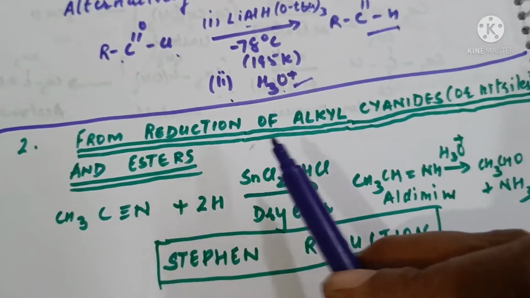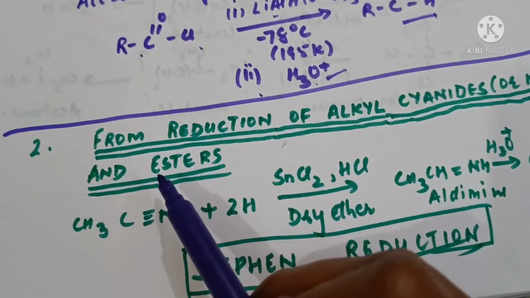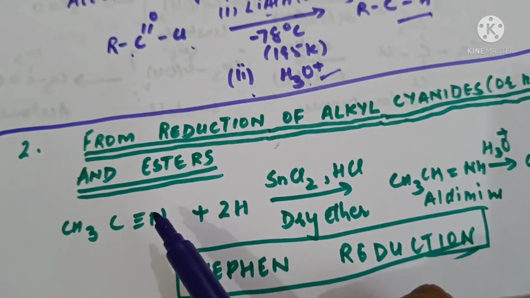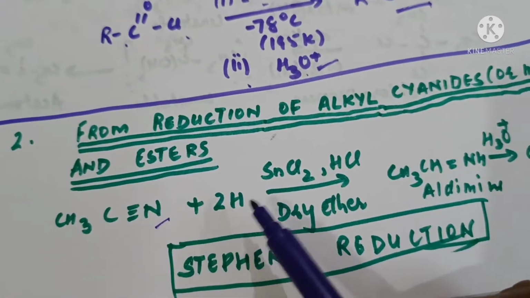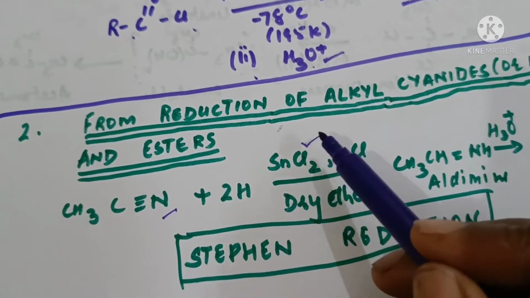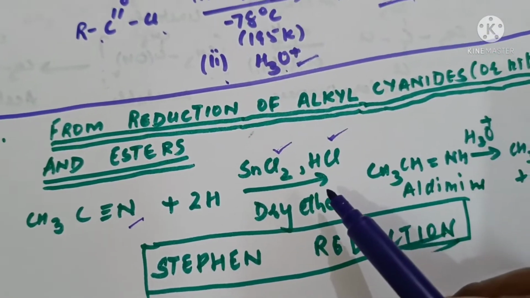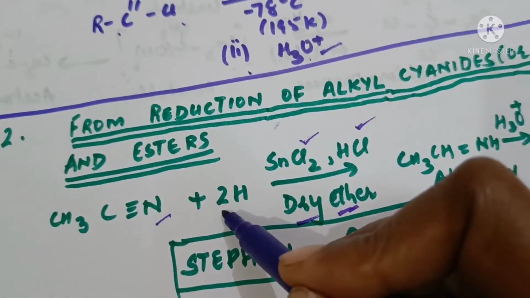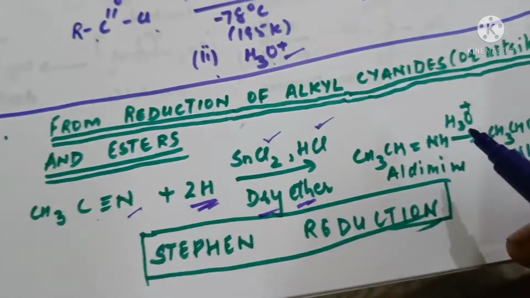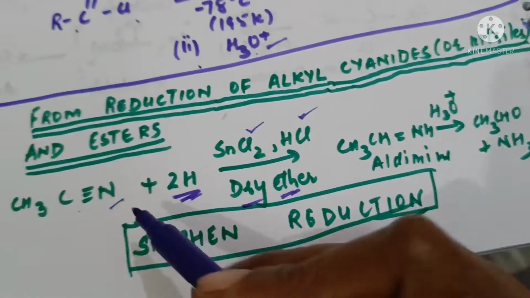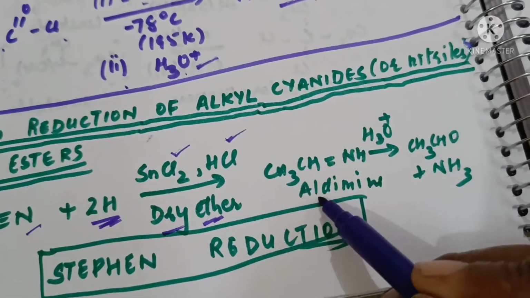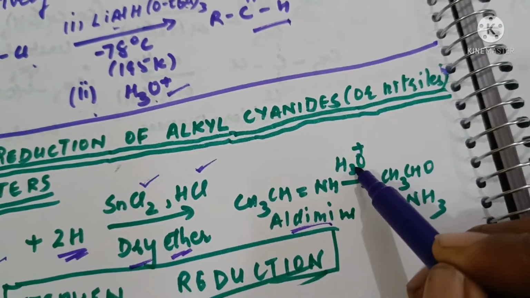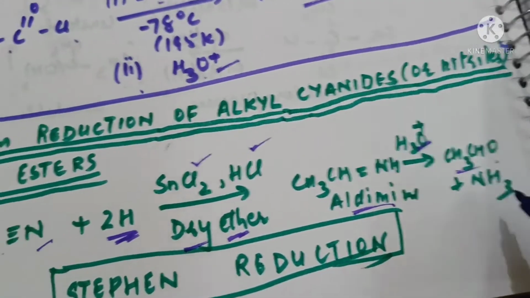Second method is from reduction of alkyl cyanides or nitriles and esters. So when cyanides are reduced with a mixture of stannous chloride and hydrochloric acid in presence of dry ether, nascent hydrogen is produced which will reduce this nitrile into aldimine, which on further hydrolysis will form acetaldehyde.